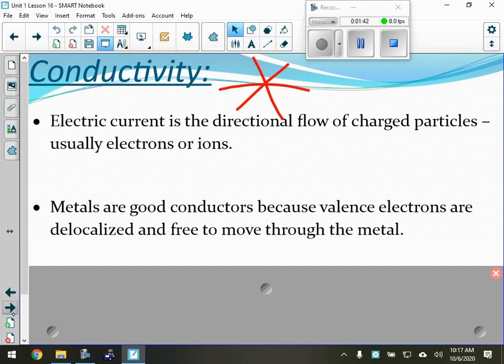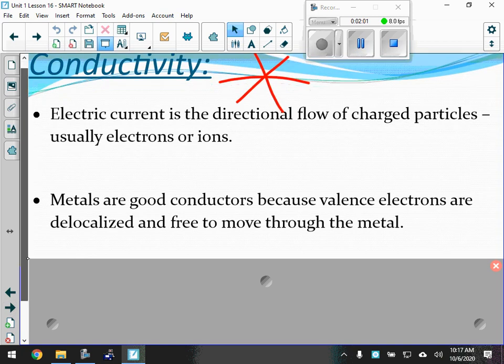All right. Conductivity is another great way to do this, and we talked about this yesterday. Metals are good conductors of electricity in solid form and in liquid form. Whatever you need to write down here, just make sure you know this. Metals are always good conductors of electricity.